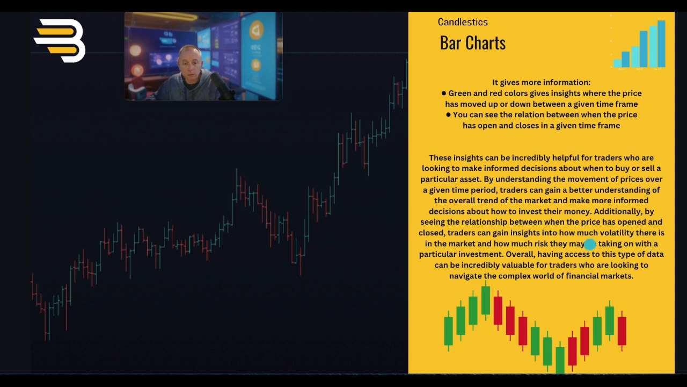Additionally, by seeing the relationship between price at open and close, traders can gain insights into how much volatility there is in the market, how much risk they may be taking on with a particular investment. Overall, having access to this type of data can be incredibly valuable for traders who are looking to navigate the complex worlds of financial markets. That was a mouthful. I'm sorry.